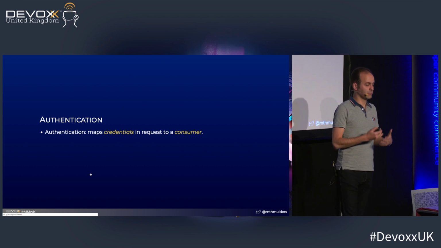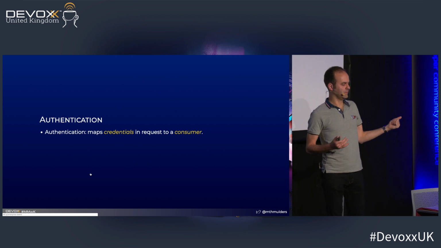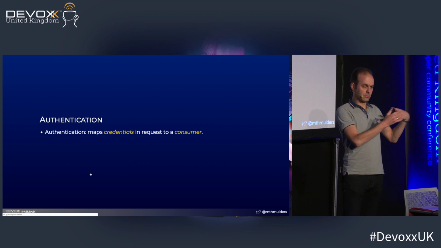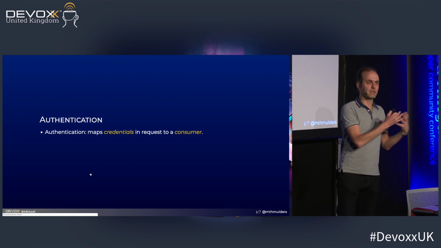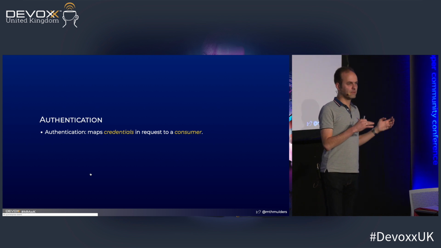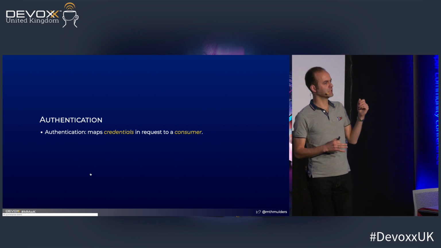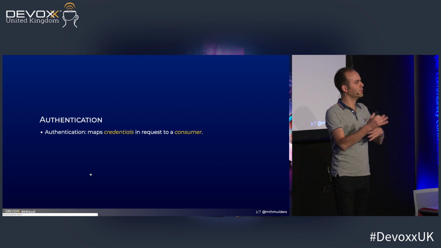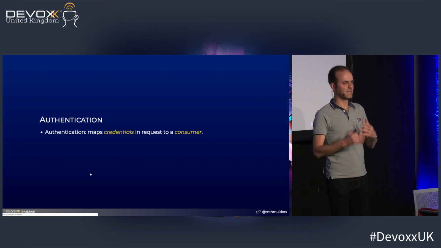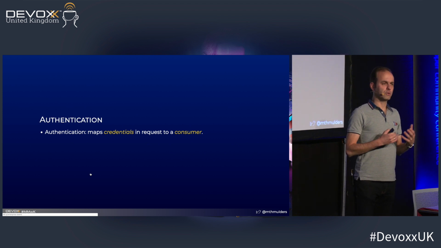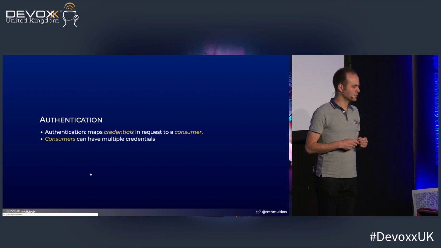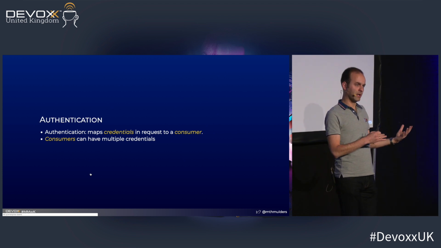Authentication is done using plugins as well, and the basic idea of an authentication plugin in Kong is that it will find some credentials in the request, in the incoming HTTP request, and map that to a consumer. The consumer is a separate concept in Kong, which is the abstraction of, well, someone who you would like to grant access to your APIs. And a consumer can have multiple credentials of multiple types.